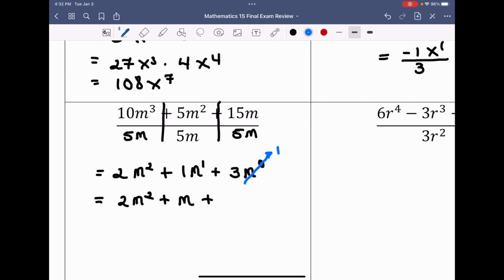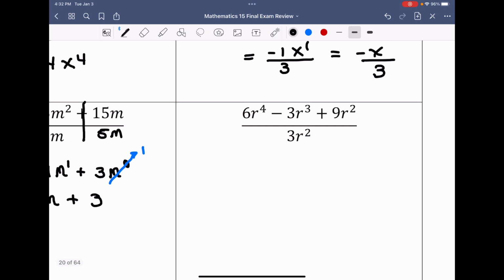Regardless of if it's infinity, negative infinity, some really large, really small number, anything to the 0 is equal to 1. So we actually get a constant term as our last piece of our simplified polynomial. All right, let's do the same thing with this last example here.